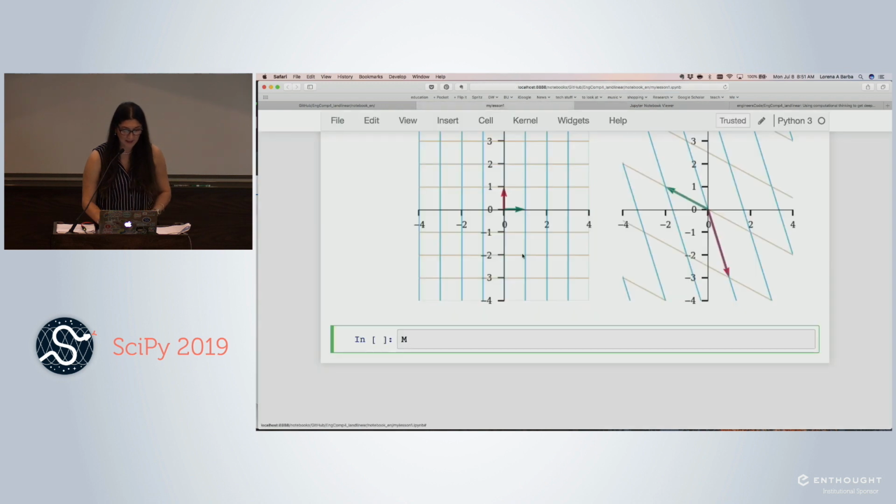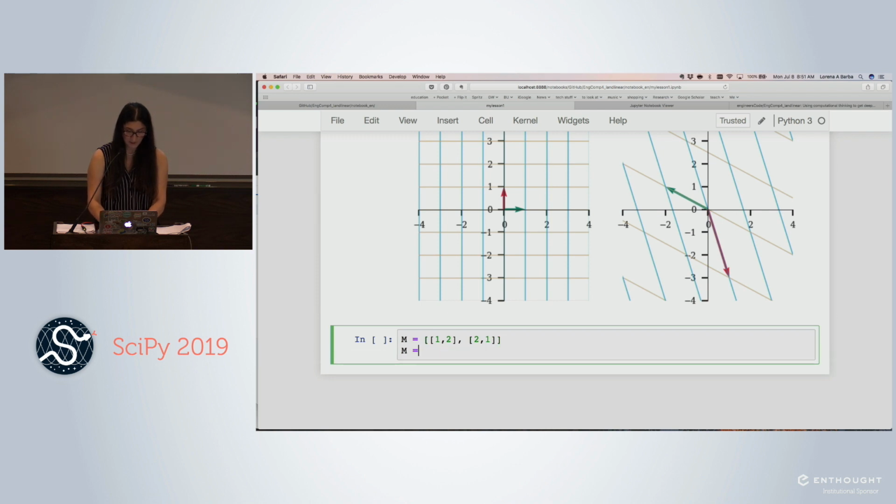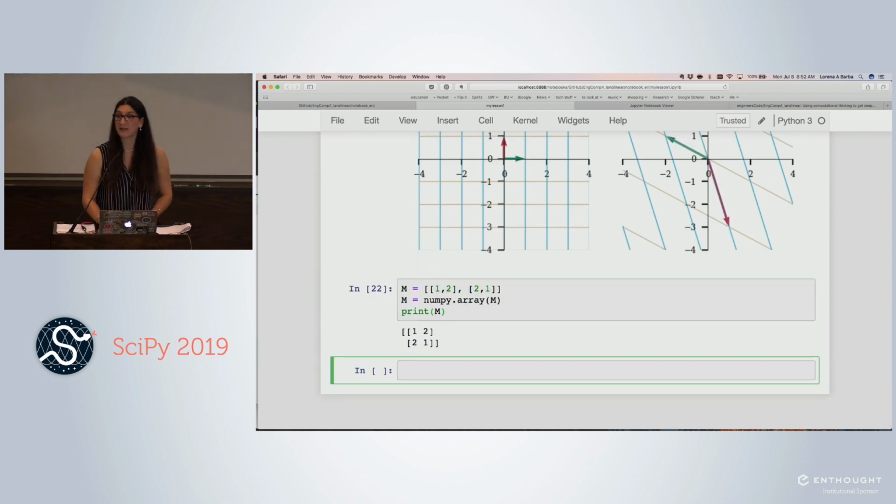So let's play around with this a little bit. Let's create M as a NumPy array, but I'm going to start with a list of lists: [1, 2] and [2, 1]. Let's do M equals NumPy array of M, and then let's print it out. And here it is, 1, 2, 2, 1.